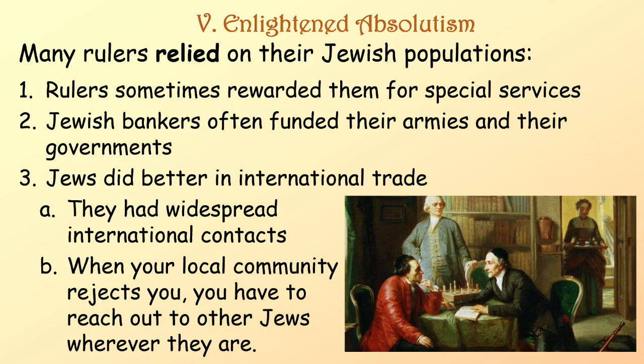Many rulers actually relied on their Jewish populations heavily. Rulers sometimes rewarded them for special services. Jewish bankers often funded their armies and their governments. Jews did better in international trade because they had widespread international contacts. When your local community rejects you, you have to reach out to other Jews wherever they are.